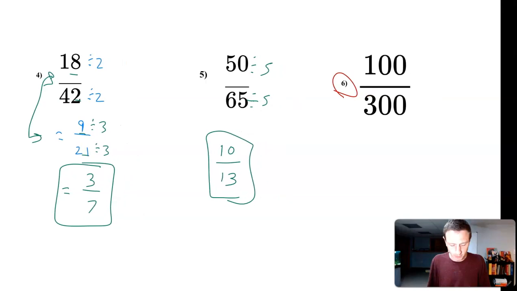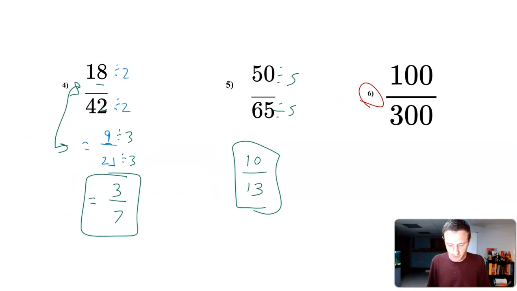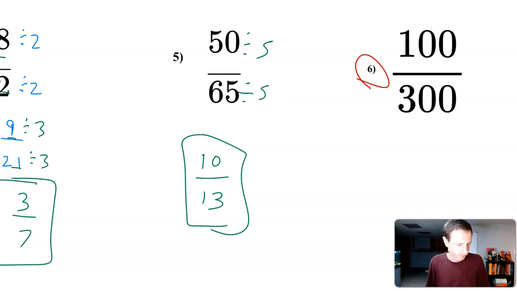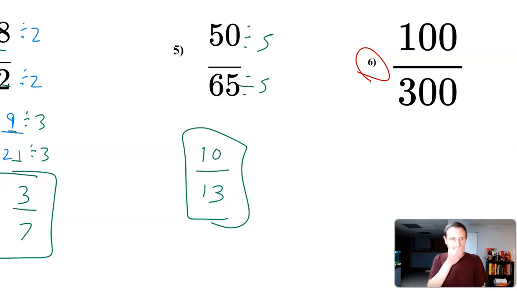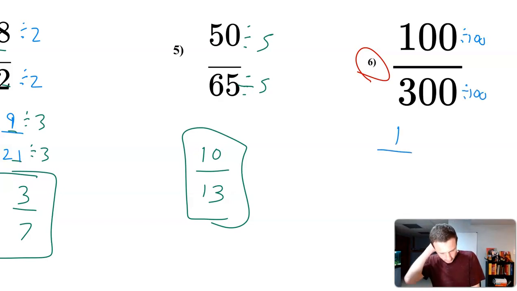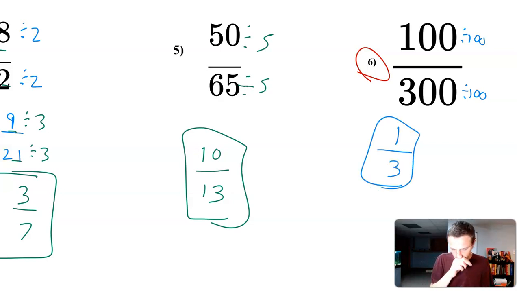And the last one I want to show you for simplifying fractions is number 6, 100 over 300. This is a type of simplifying fraction that people can waste a lot of time on. You think, oh, 100, I've got to divide by 10 or 5. But look at this, 100 and 300. 100 goes into 100, 100 goes into 300. Done. Divide them both by 100. 100 divided by 100 is 1. 300 divided by 100 is 3. 1/3, just like that. So don't waste so much time.